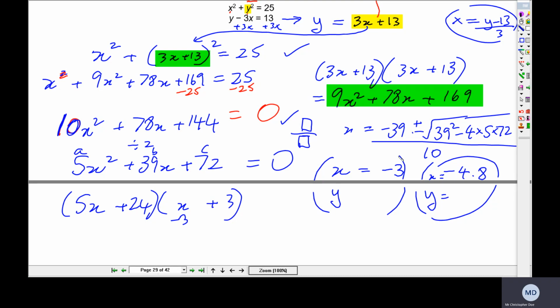So when x is minus 3, right back up here, you can find y. When you know what x is, if x is minus 3, y equals 3 times x plus 13. 3 times minus 3 is minus 9, plus the 13 takes me up to plus 4. So y is 4. Bit more difficult when x equals minus 4.8. I might use my calculator. Minus 4.8 times 3 is minus 14.4 plus 13 is minus 1.4.